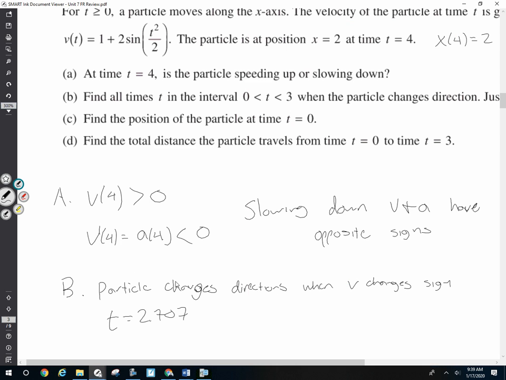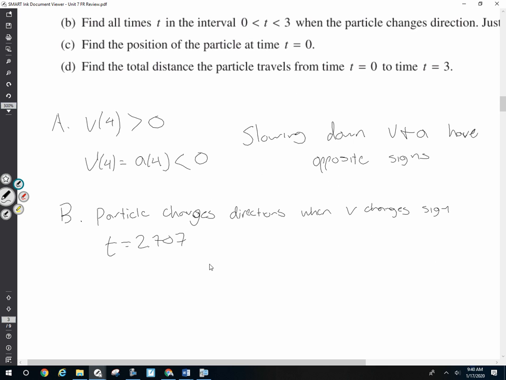You don't need anything else. This is proper justification. You need to include justification if they're asking you for it. If you don't, you're not going to earn all the points. So if it asks for a reason or to justify, you have to explain: the particle changes direction when v changes sign, and then just give your answer. You don't have to talk about how you found your answer.